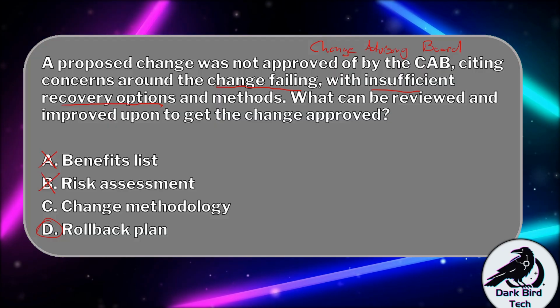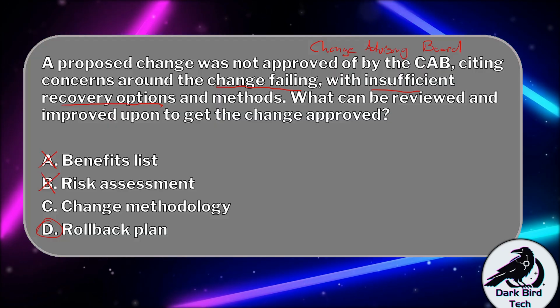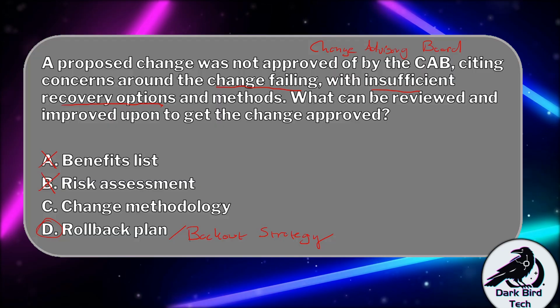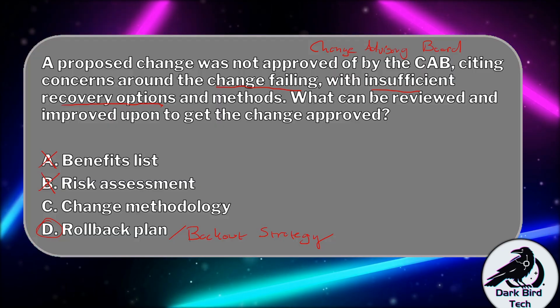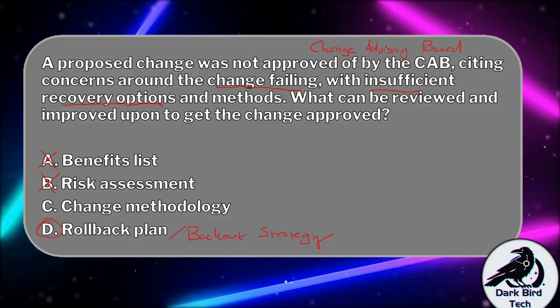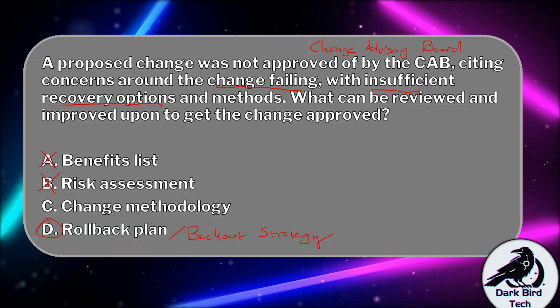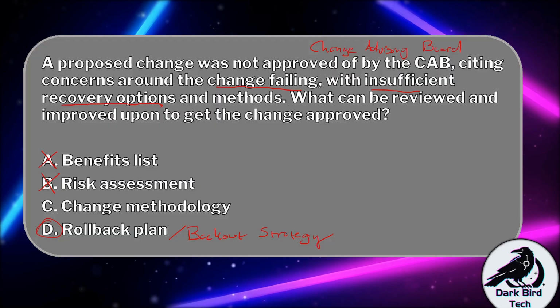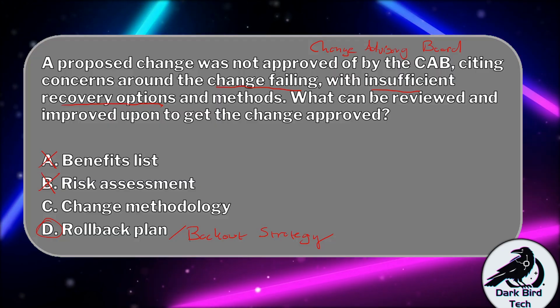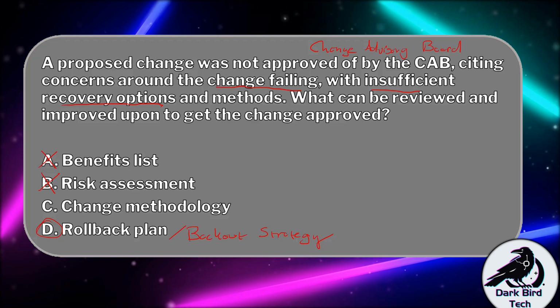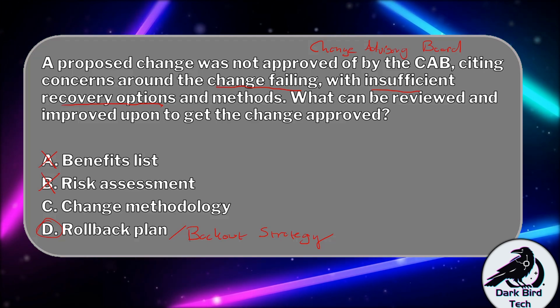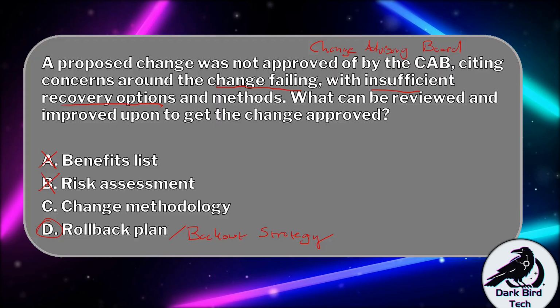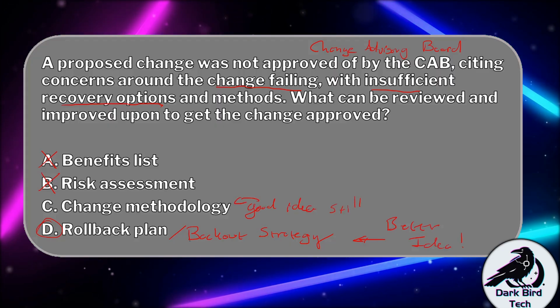Your rollback plan, or your back out strategy as it also might be known, is your idea and process that you're going to follow if the change starts going badly. And they cited their concerns were, what if the change fails? You haven't got a fleshed out plan here. It's not certain enough that we will be able to revert the alterations we have done and get the system back to the state it was at before we began the change. So though yes, a more solid change methodology would probably be a good idea, improving your rollback plan will be a better idea.